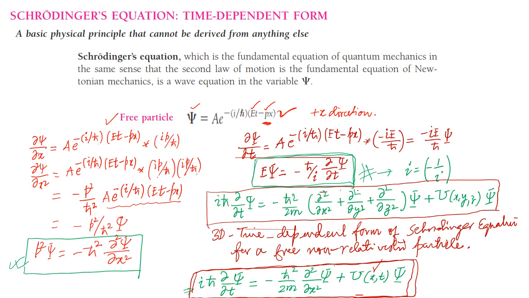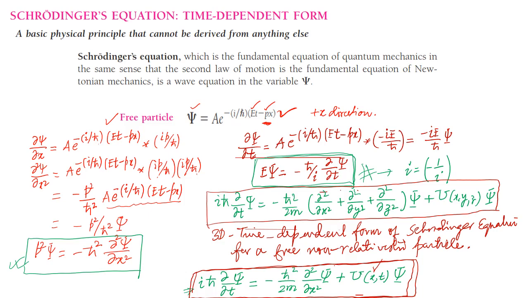So this is not a derivation of the time dependent form of the Schrodinger equation for a free particle, but it's just a mathematical thing to help understand. If someone asks you to derive the time dependent form of the Schrodinger equation, this is absurd. We cannot derive the Schrodinger equation because it's a basic principle, a physical principle of quantum mechanics. You cannot derive it.